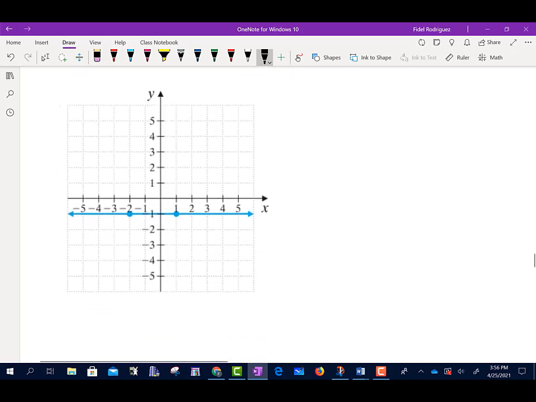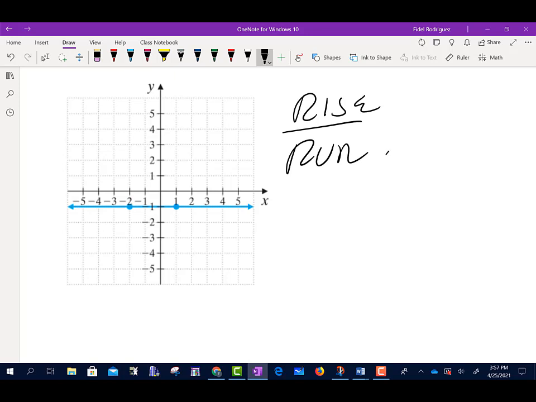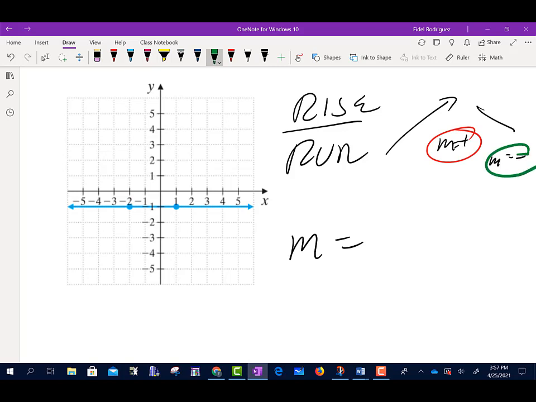Now, not so much of a trick question, but just something interesting to note. Remember, rise over the run. Remember what we said, if the line is going up, slope's going to be a positive number. The line is coming down, slope's going to be a negative number. This line here is not going up, so it can't be positive. And it's not coming down, so it can't be negative. The slope of this line has to be 0.